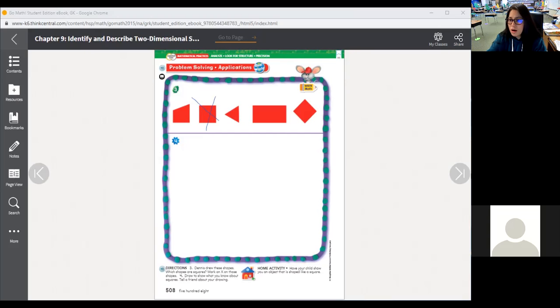The next one is going to be Russell, this shape in the middle. Yes or no on the square? Is it a square? No, right, Russell? It only has 1, 2, 3 sides and 3 vertex. So no, not a square.